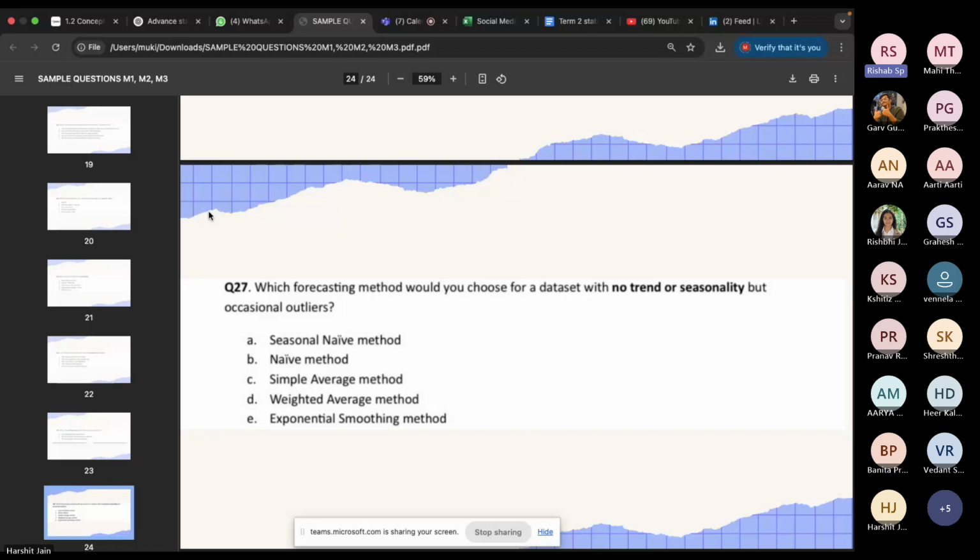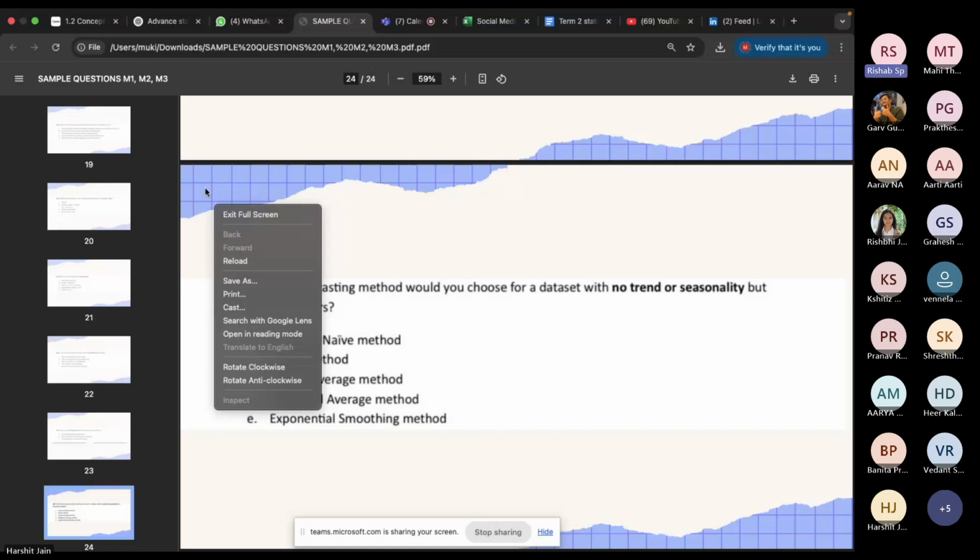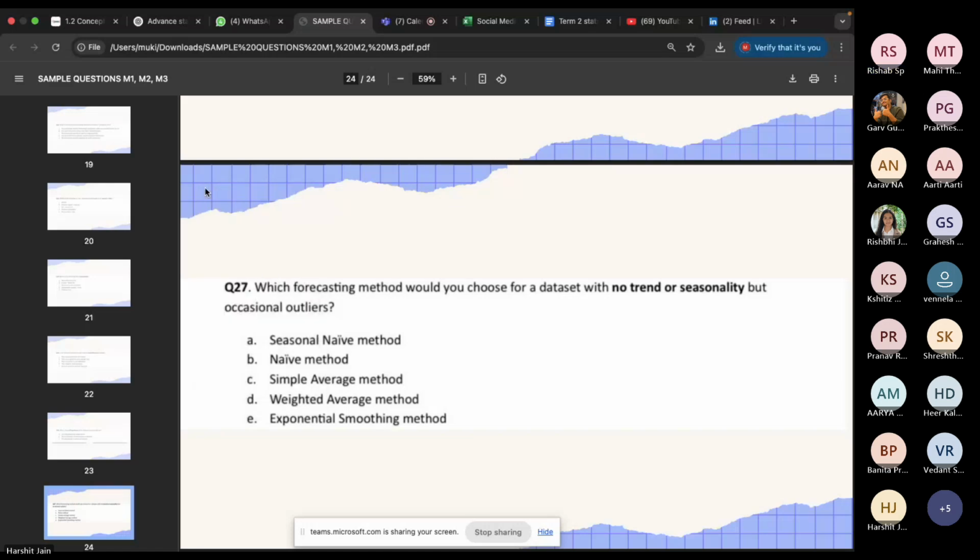Answer is, I guess it's E or something. What's the answer? I think it's exponential, right? No, it's 25, it's B. It's 27, right? 27, it's E. Does anyone know why it is E? Grahesh, Rishmi, Alvin? Any idea of why it is E?